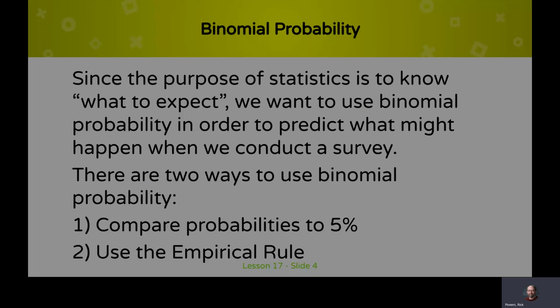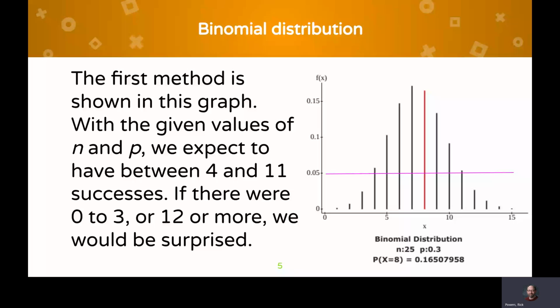The first method is shown in this graph. With the given values of n and p, we expect to have between 4 and 11 successes. If there were 0 to 3 or 12 or more, we would be surprised. It's a graph of the probabilities of the binomial distribution. N is equal to 25, p is equal to 0.3. There's a line going across at 0.05.